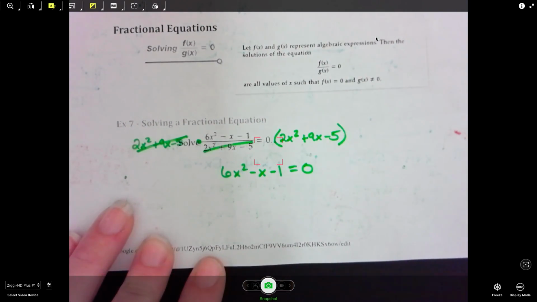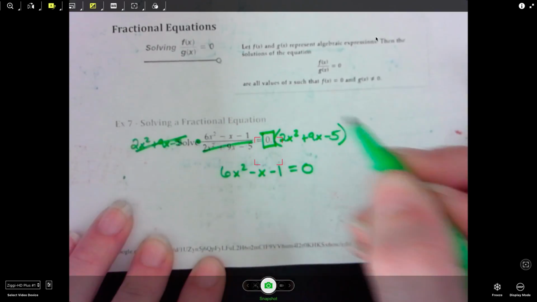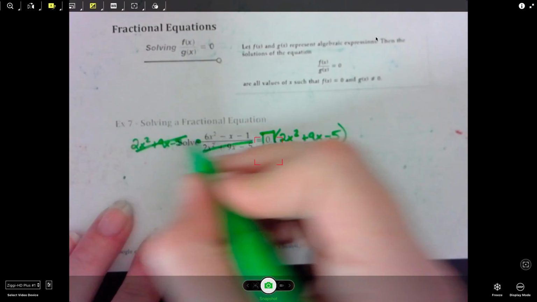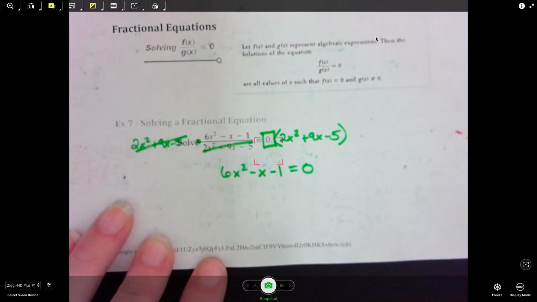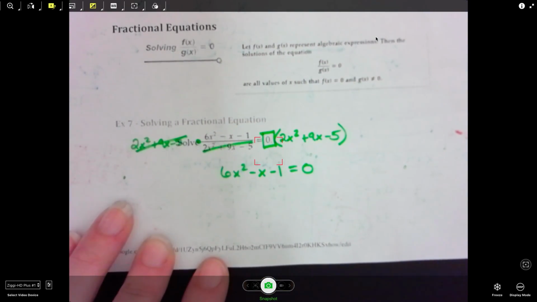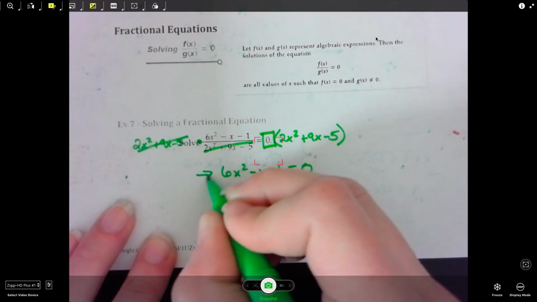That will always happen whenever you have 0 on this side and you have a denominator. It's like the denominator just goes away. We don't care about him anymore, all right? Because when I multiply him to the other side, he will always cancel out with the 0. So really, when you're dealing with fractional equations, all you have to worry about is the numerator. That's it, okay? So we need to break this guy down.